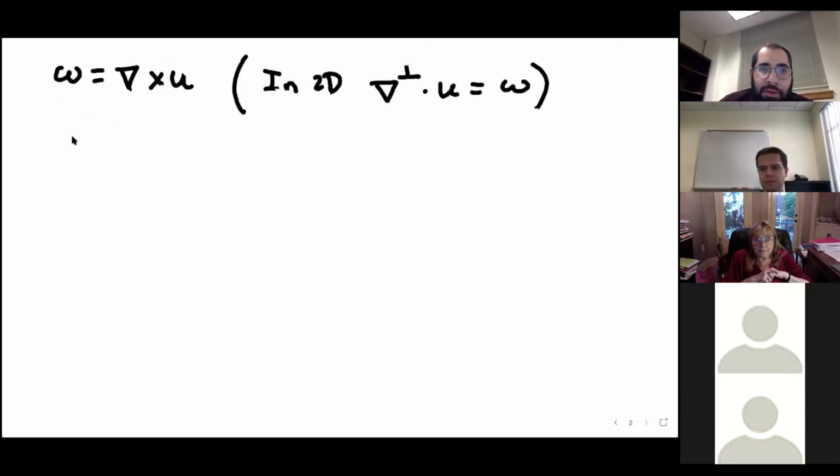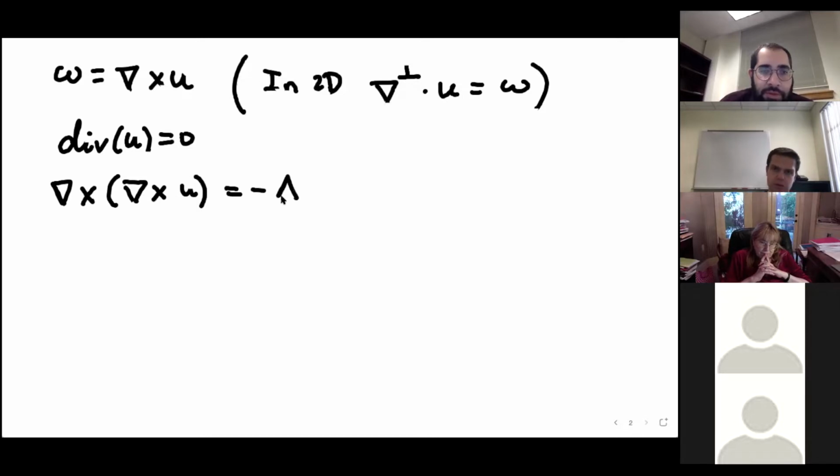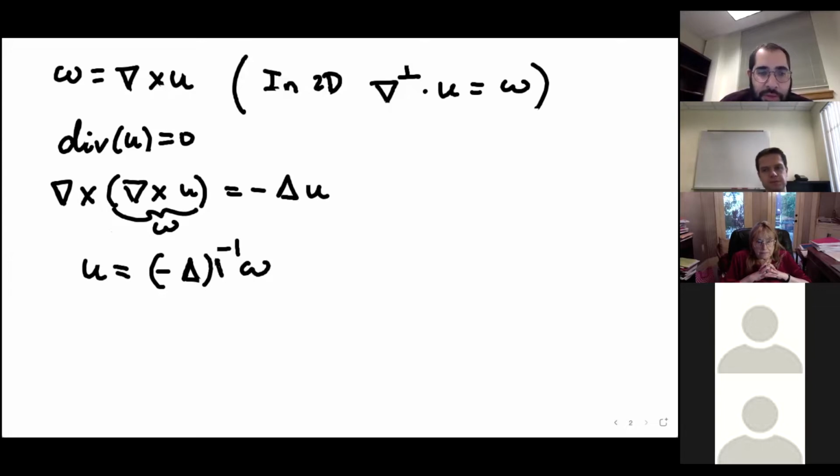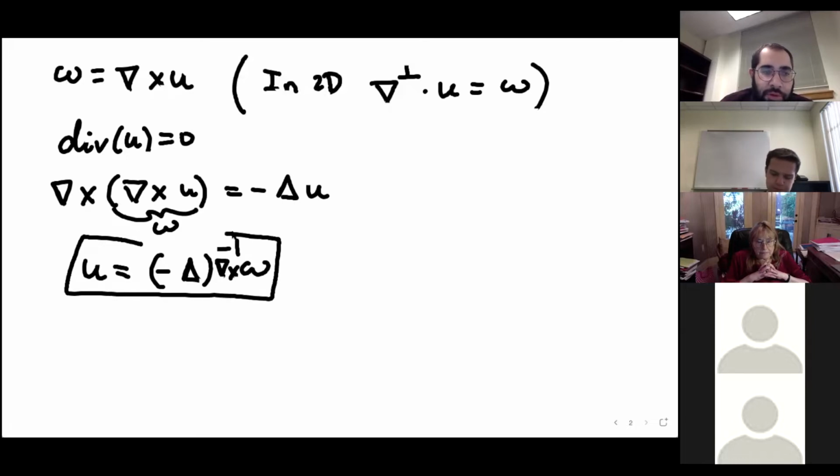Since the divergence of u is 0, you can recover the whole velocity from the vorticity. There's a fact that if u is divergence free, then the curl of the curl is minus the Laplacian of u, and there's a similar remark in 2 dimensions. As a consequence, you can recover the whole velocity: u is the minus Laplacian inverse of the vorticity, and you take the curl of that. This is the so-called Biot-Savart law.